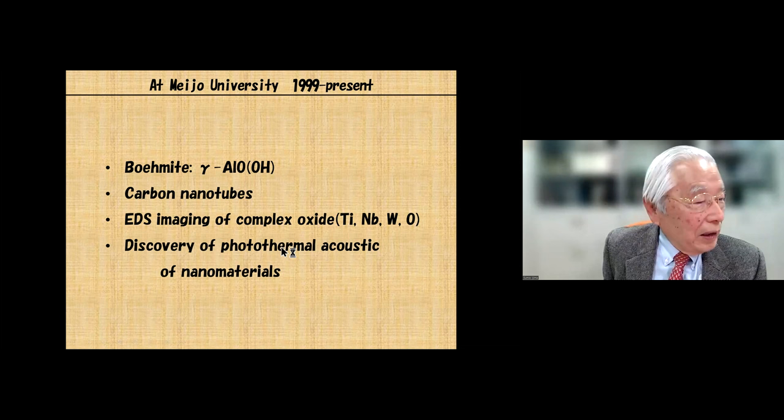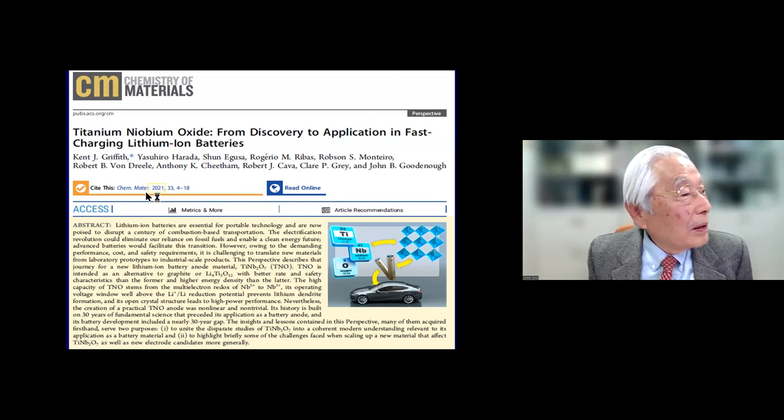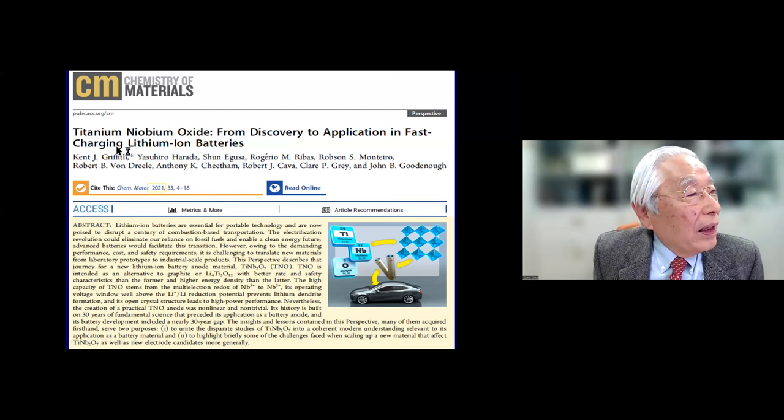I did this one. I explained this one also. So I'm going to explain this one, oxide. So this is very fun. Actually, this is very serious material because this is published in Chemical 2021, so 2 years ago. Titanium niobium oxide, from discovery to application in fast charging lithium-ion batteries.